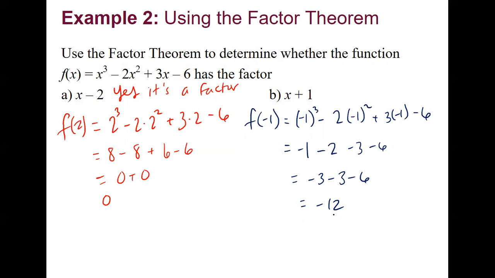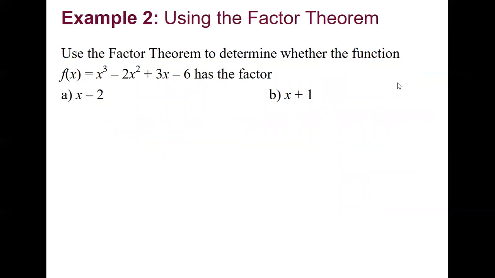What does that mean? Not a factor. Not a factor. And that is how the factor theorem works. Do you see the difference between being a factor and not being a factor? You have a remainder that's not 0. Cool? All right. Why do I have it twice? I don't know. Who knows?